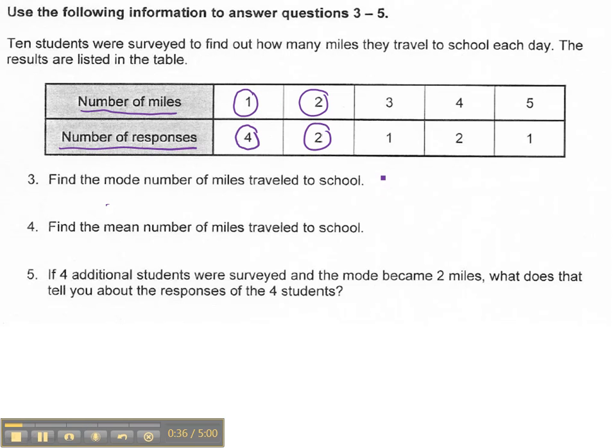So when we're making our list of data from least to greatest, we're starting with 1, that's the smallest number. But 4 of the students said 1, so I need 4 ones. And then 2 students said that they traveled 2 miles to school. 1 student said he travels 3 miles, 2 students travel 4 miles, and 1 student travels 5 miles.